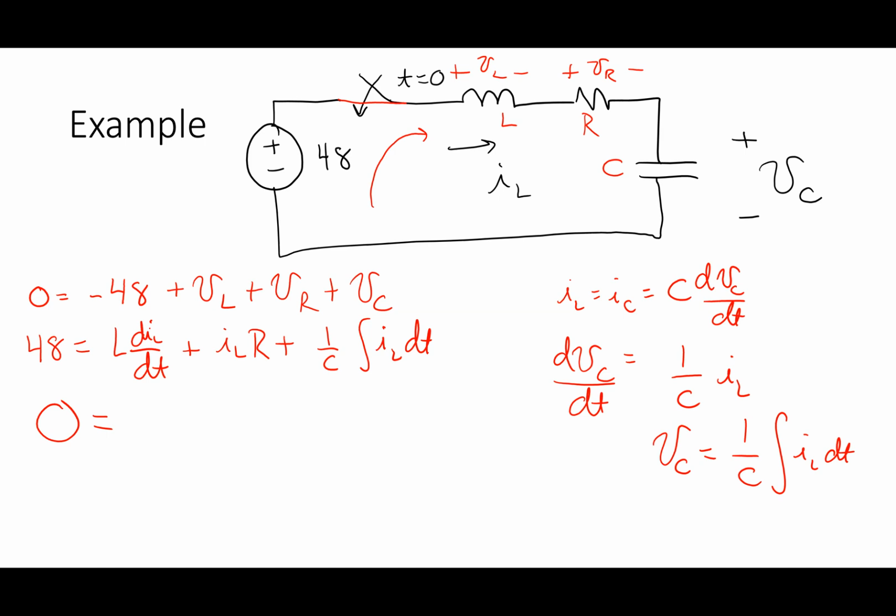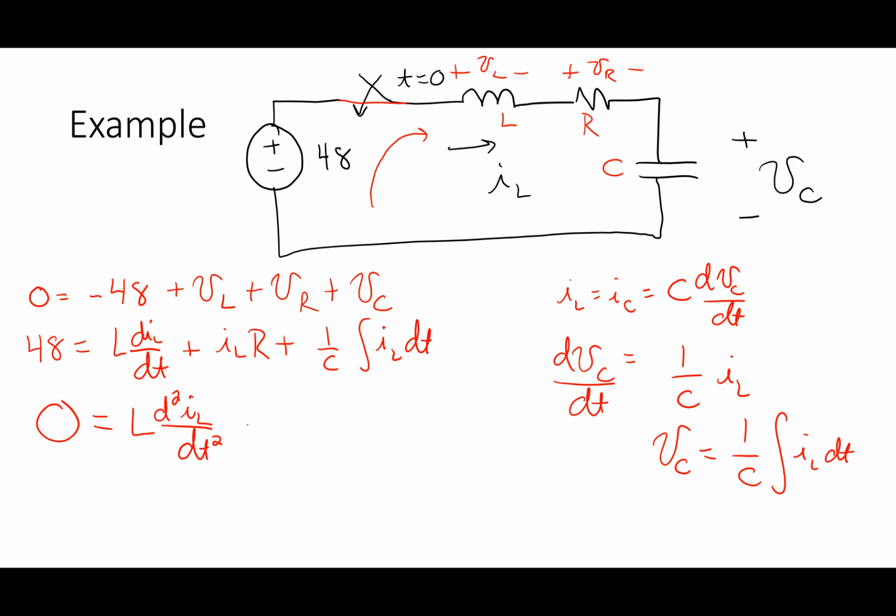What's the derivative of L di by dt? What would that be? Wouldn't it just be L d squared IL by dt squared? It's the second derivative, right? The first derivative of the first derivative is the second derivative. Okay. What about that next term there?